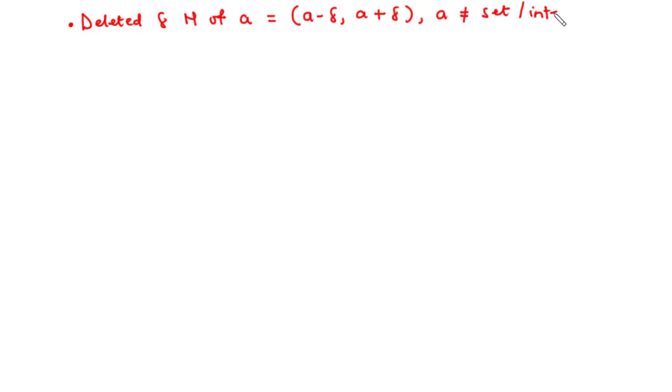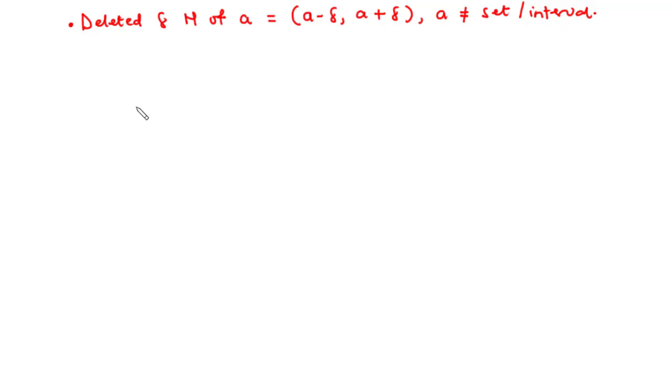So now let's move on to the deleted delta neighborhood of the point A. So the deleted delta neighborhood of a point A is the open interval given by A minus delta, A plus delta, where A is not part of the set, or better still, A is not part of the interval.